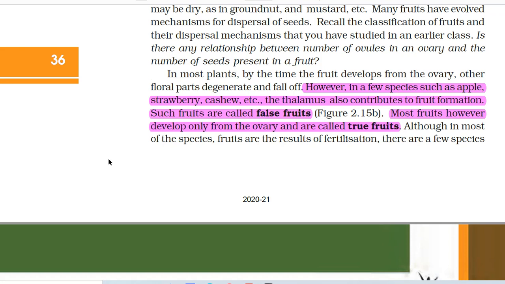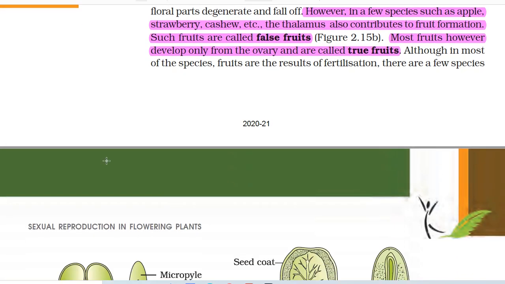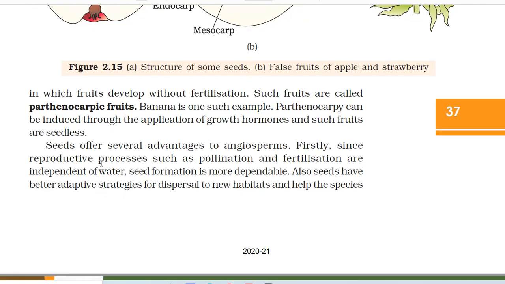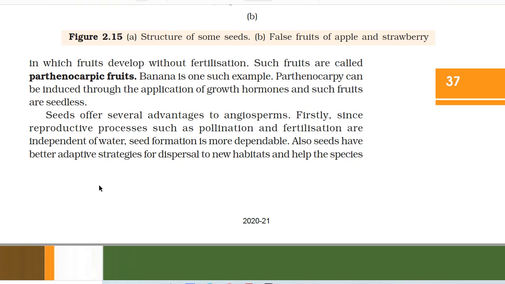In most plants, by the time a fruit develops from the ovary, other floral parts degenerate and fall off. However, in a few species such as apple, strawberry, cashew, etc., the thalamus also contributes to fruit formation. Such fruits are called false fruits. Most fruits, however, develop only from the ovary and are called true fruits. Although in most of the species, fruits are the result of fertilization, there are a few species in which fruits develop without fertilization. Such fruits are called parthenocarpic fruits. Banana is one such example. Parthenocarpy can be induced through the application of growth hormones, and such fruits are seedless.